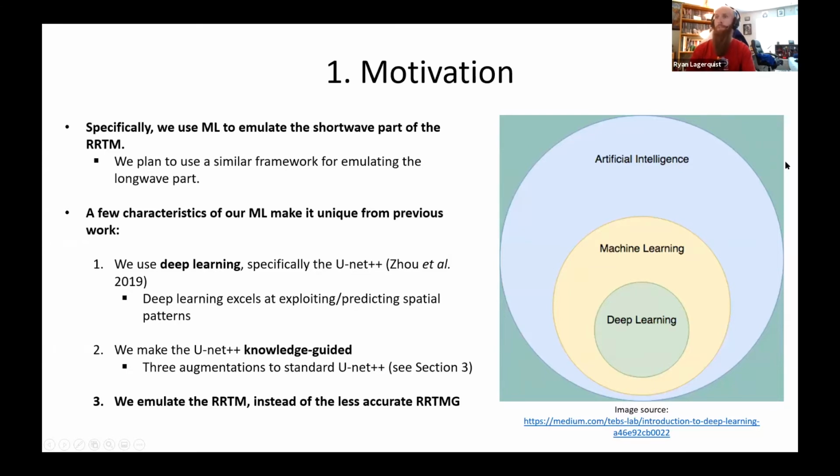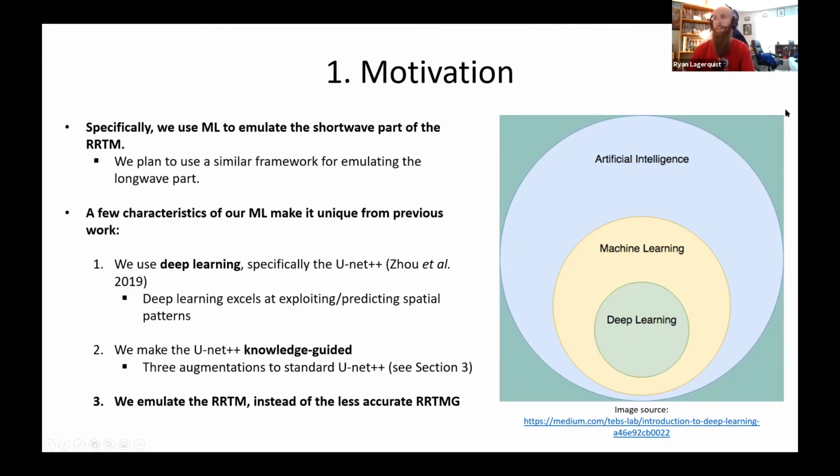So specifically, what we're doing is using machine learning to emulate the shortwave part of the RRTM. We plan to use a similar framework for emulating the longwave part of the RRTM, and I'll talk about that later in future work. So there's a few characteristics of our machine learning approach that make it unique from previous work. One is that we use deep learning. Specifically, we use the UNet++.